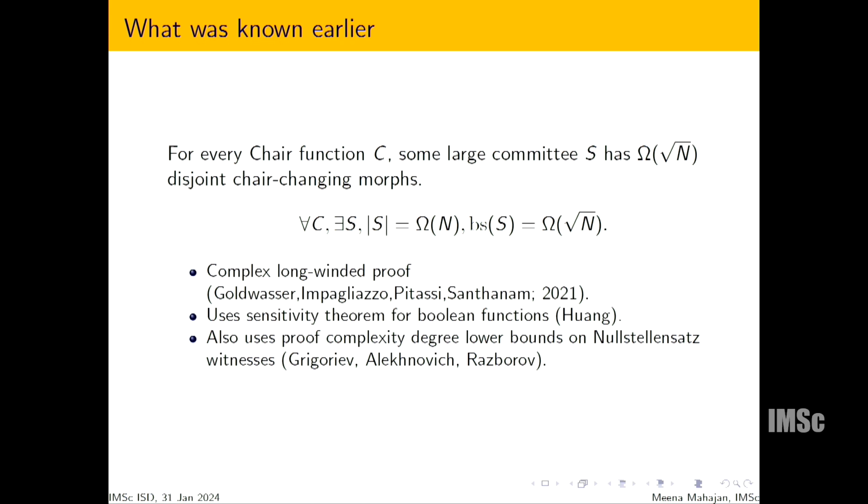This was shown 3 years ago by Goldwasser, Impagliazzo, Pitassi, Santhanam, and they had a very complex, long-winded proof which used a lot of heavy machinery in combinatorics, algebra and proof complexity. They used the sensitivity theorem, and proof complexity degree lower bounds, trying to show that one is in the ideal of some polynomial equations. It was a very, very complicated proof. It was described by somebody I know as putting food into your mouth like that. So what we were trying to do was to find a simpler, direct proof of this statement.